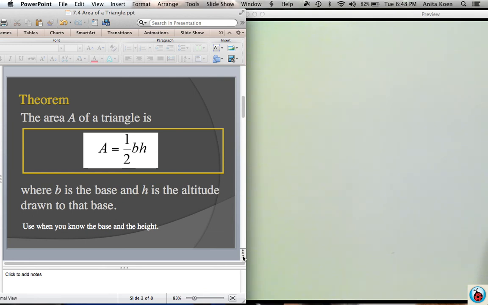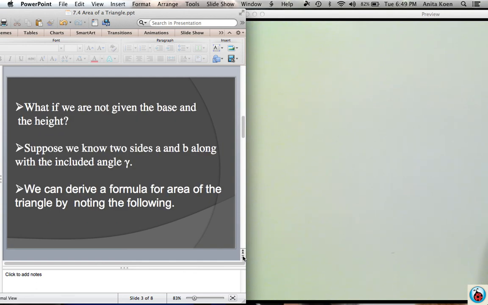From many years ago, when you first started studying geometry back in middle school, you learned the area of a triangle was equal to 1/2 the base times the height, where b is the base and h is the height or the altitude drawn to that base. We're still going to use this formula when we know the base and the height of the triangle. So what if we're not given the base and the height?